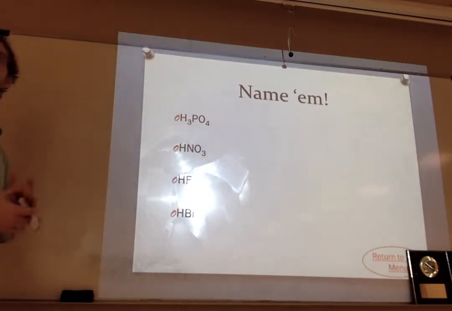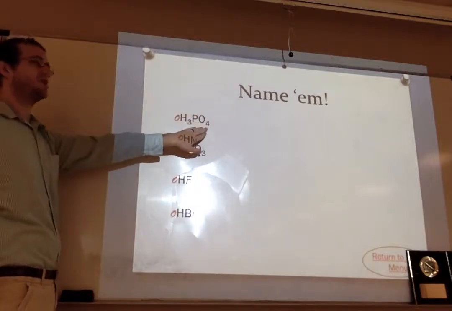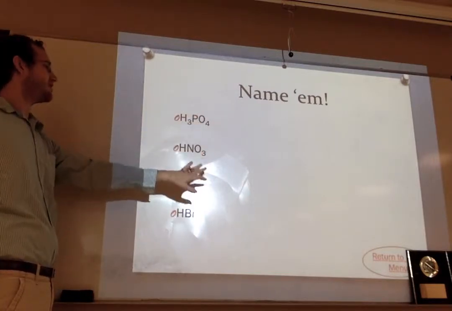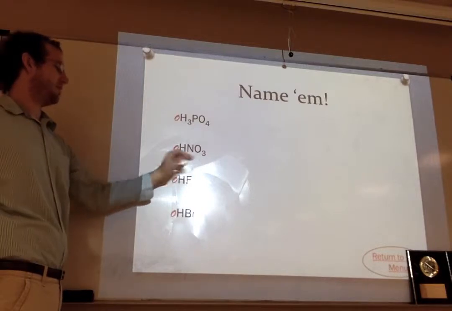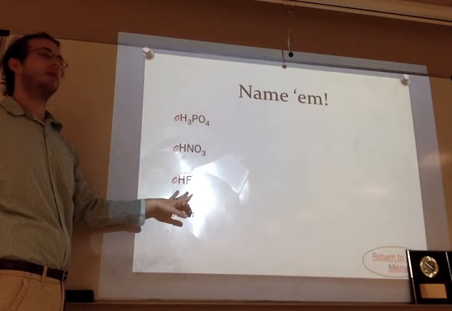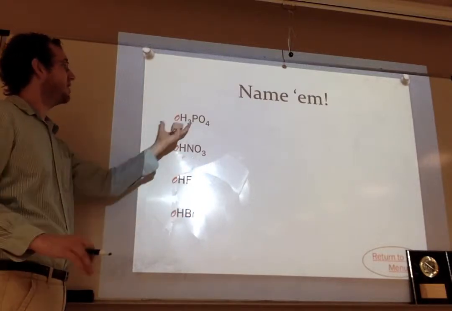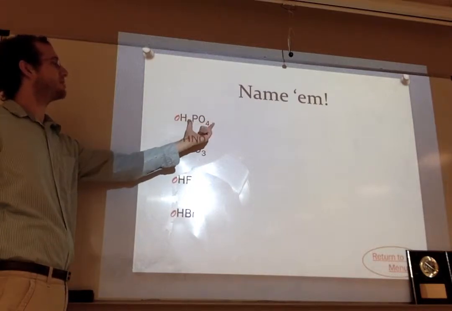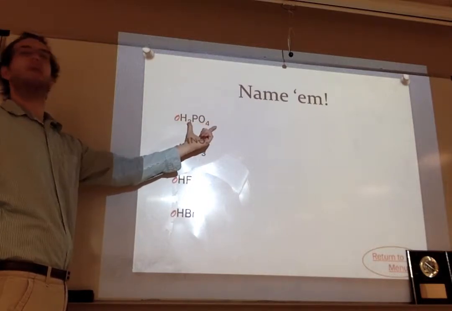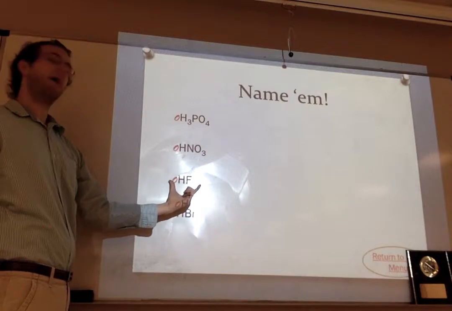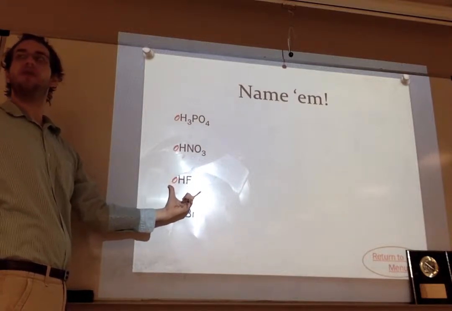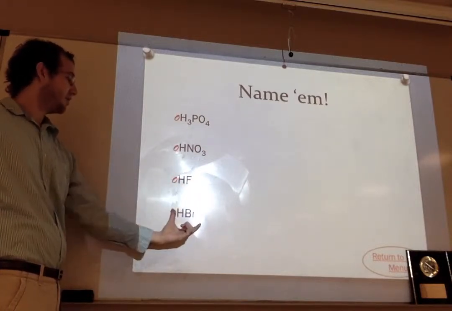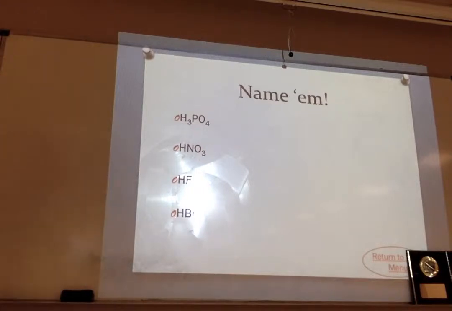All right, name them. What do you call this guy? Phosphoric acid. This guy? Nitric. Hydrofluoric acid. Notice, guys, when it's one of these polyatomics, these ternary acids, we don't use hydro. When it's our binary acids, we do use hydro. So hydrofluoric acid, hydrobromic acid. Good.